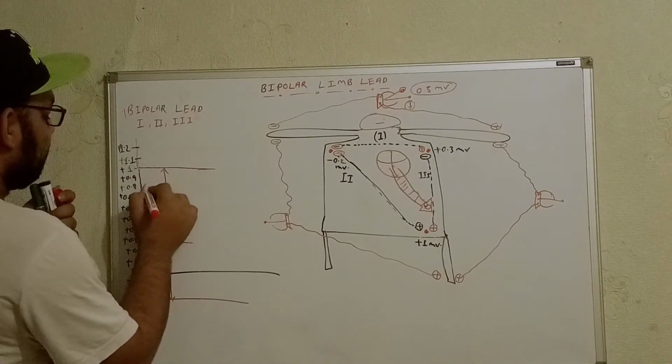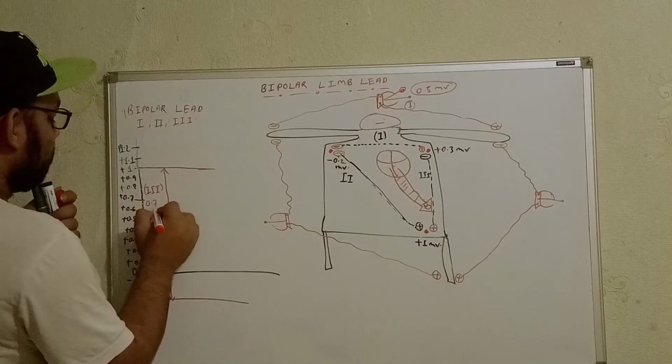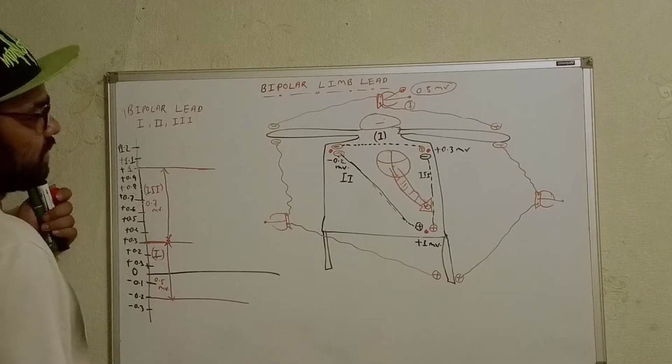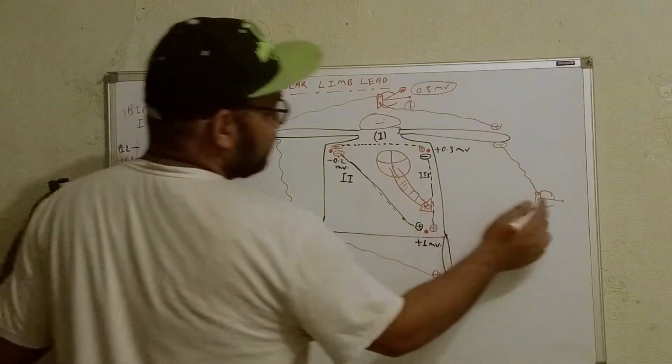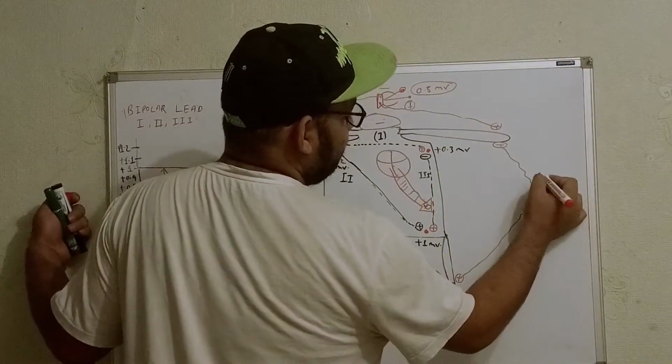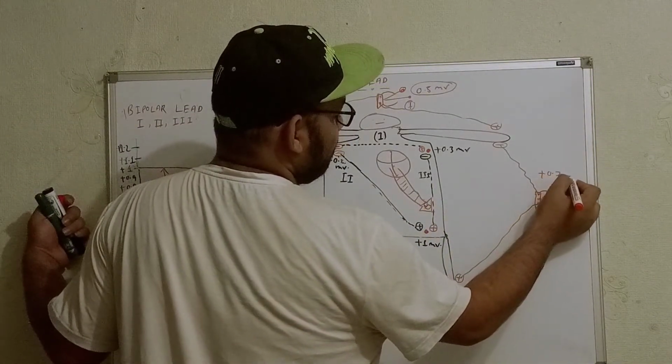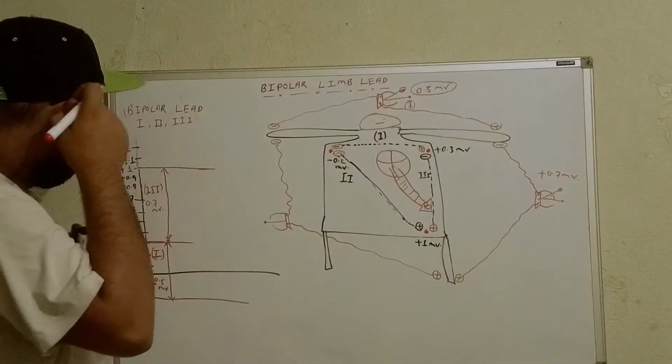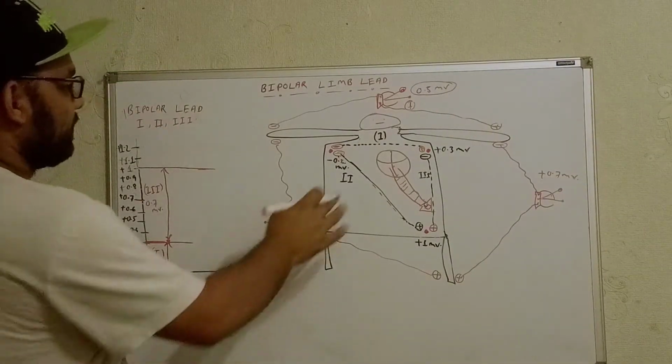We'll get the potential difference for lead number 3 is 0.7 millivolt. We'll get plus 0.7 millivolt. So as a result, we will see the deflections over here, that will be also positive. And how much positive? Plus 0.7 millivolt.